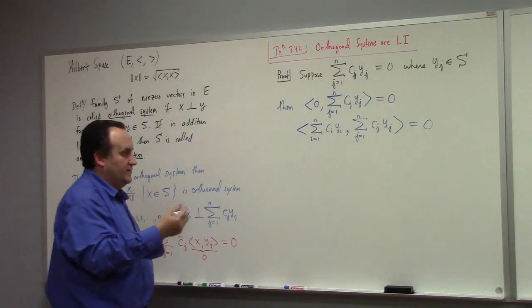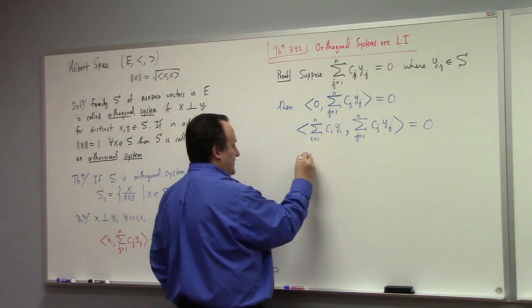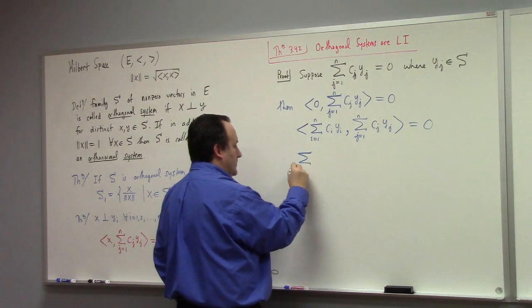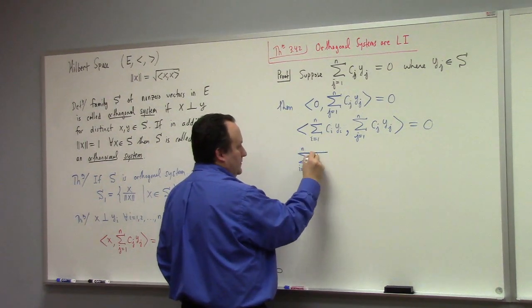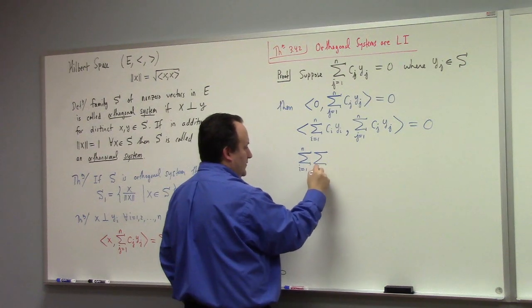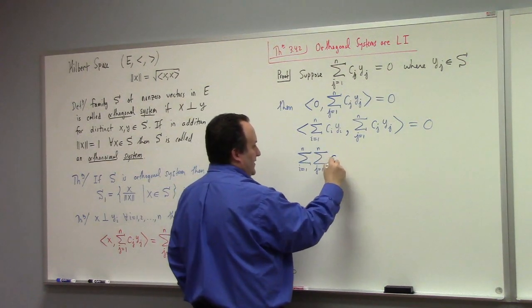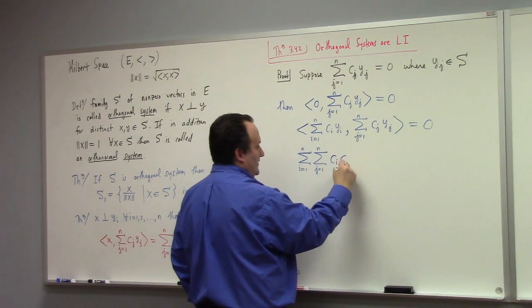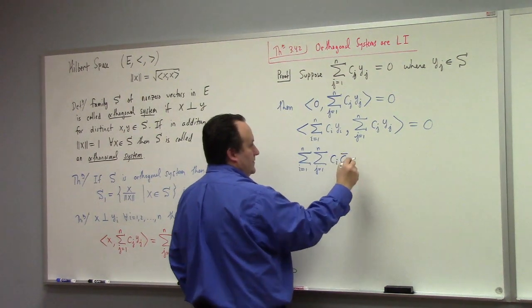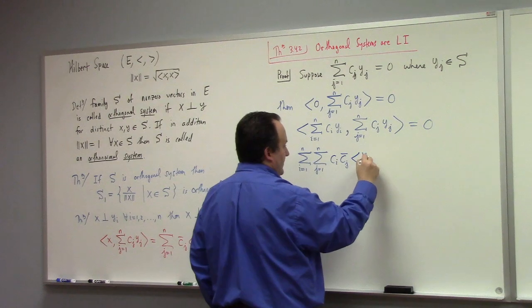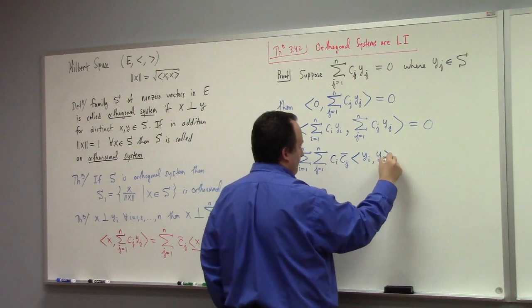And then using properties of the inner product, we can pull out the summations. Sum i equals 1 to n, sum j equals 1 to n, and we've got ci, cj conjugate, right? And then the inner product of yi with yj.